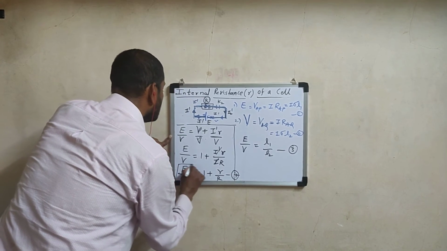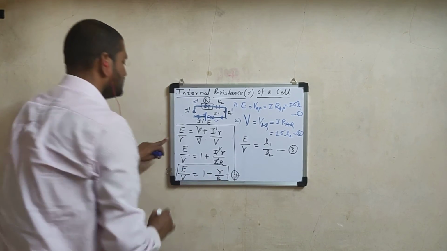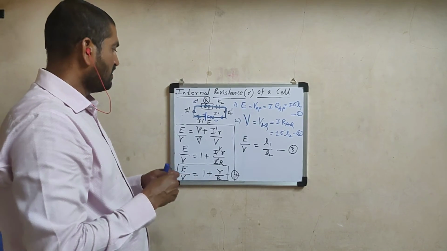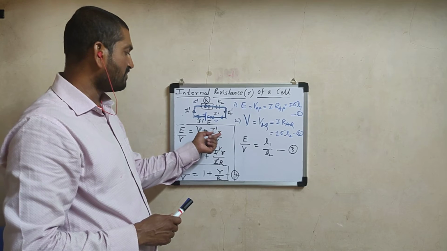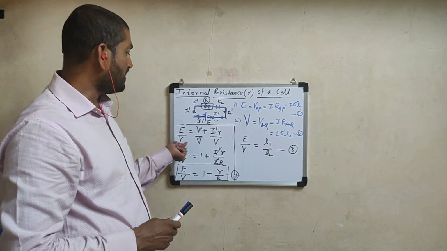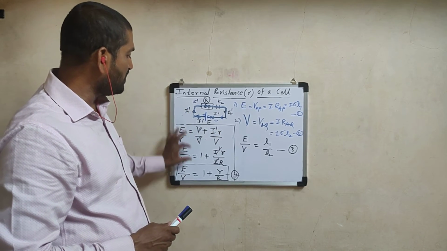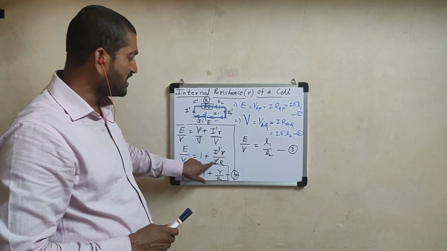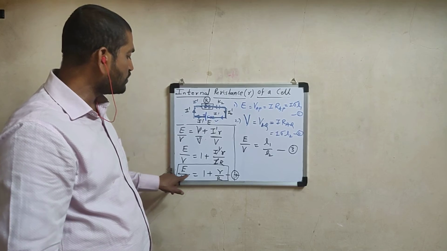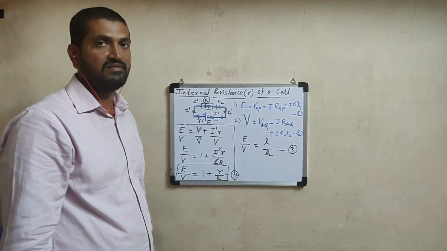See here. E by V is equal to 1 plus small r by capital R. We consider here Ohm's law for the external circuit: E is equal to V plus I dash r. We divided both sides by capital V. For the E by V ratio we got V by V is 1, and capital V we replace as I dash R. I dash cancels. Hence we got the E by V ratio equal to 1 plus small r by capital R.